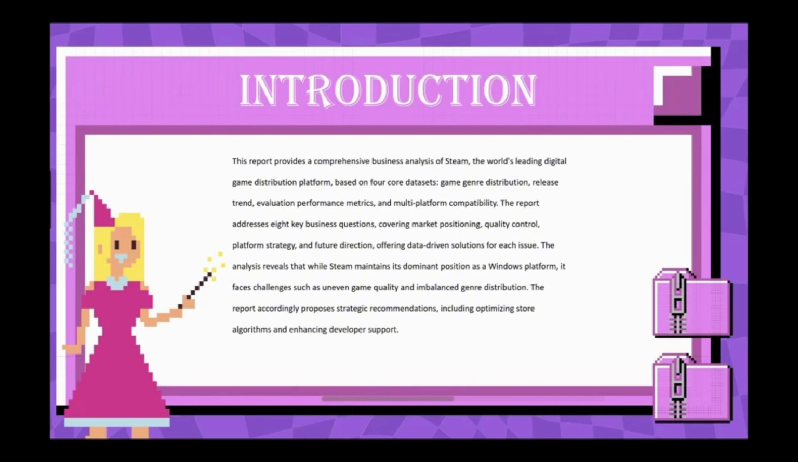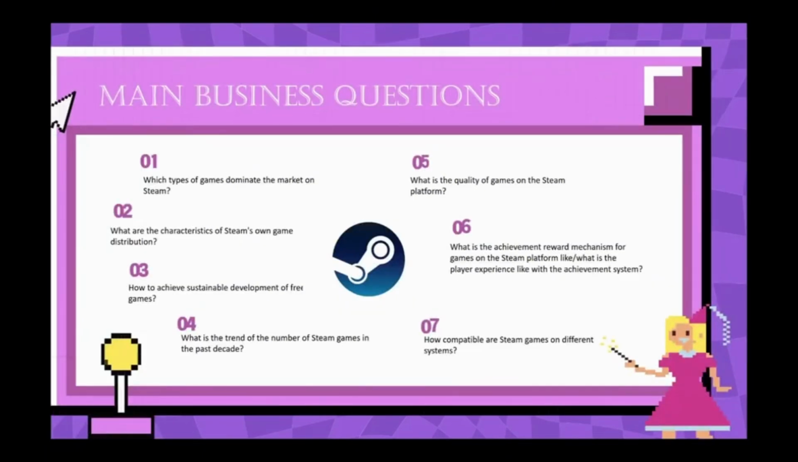Based on these data, we analyzed 8 key business questions, covering topics such as market purchasing, quality control, platform strategy, and future development direction. Before diving into data analysis, we first identify 7 of the most critical business questions in this project. These questions reflect Steam's core challenges and opportunities across game content, quality standards, platform capability, and user experience. These 7 questions form block 4 of our report, and each section that follows is designed to answer them.